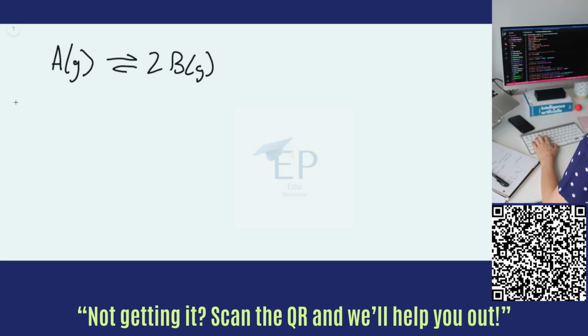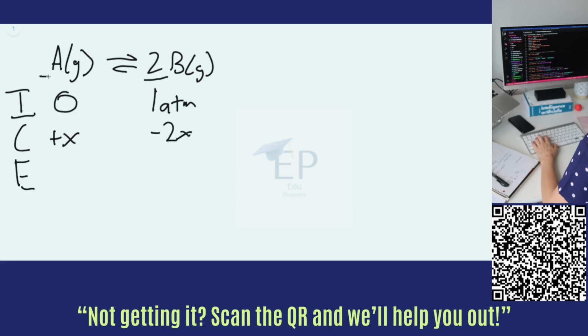And so the first thing we're going to do is do an ICE table, ICE, and we're told that that's initial, change, equilibrium. We're told that A starts at 0 atmospheres and B starts at 1 atmosphere. We're going to add x here and subtract 2x here based on their values before the A and the B. And so at equilibrium here we have x, and at equilibrium here we have 1 minus 2x.